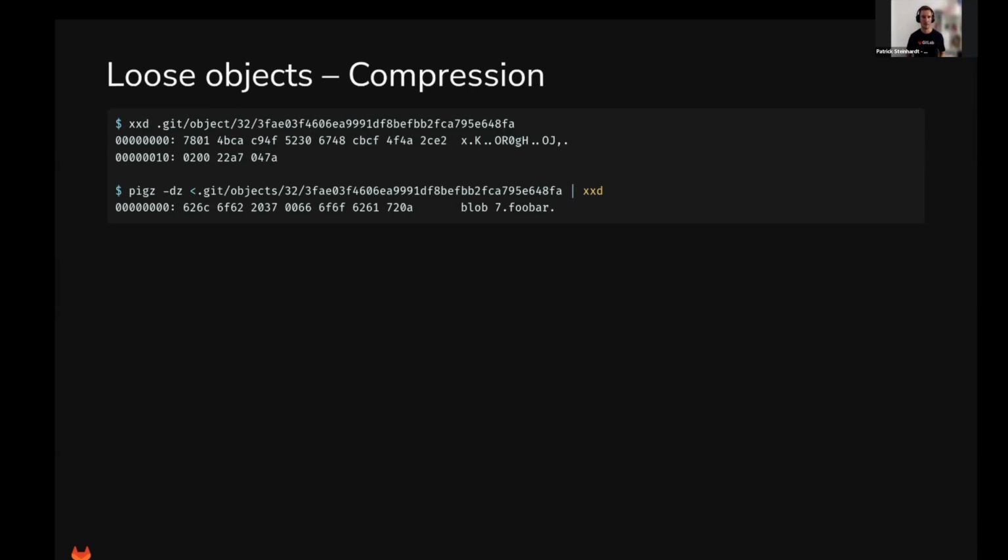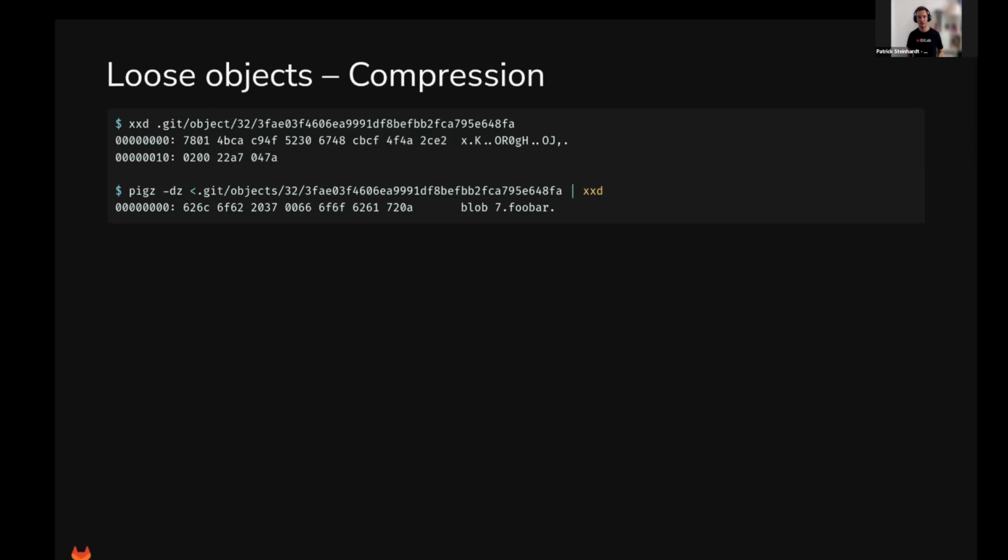The loose object format is kind of trivial. We first have a type prefix, which can be anything like blob, tree, commit, or tag. That type is followed by the size of the object, and the header of the object is then terminated with a null byte, where the remainder of the object contains the actual data of it.